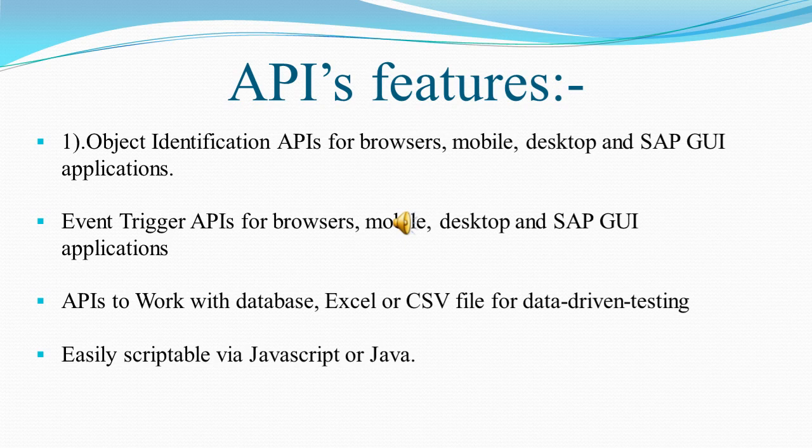Simple yet powerful and robust object identification APIs: for web applications, Sahi does not use XPath or CSS selectors. It has its own wrappers around the JavaScript DOM which are simple to use and easy to maintain. Sahi works even when elements do not have IDs.